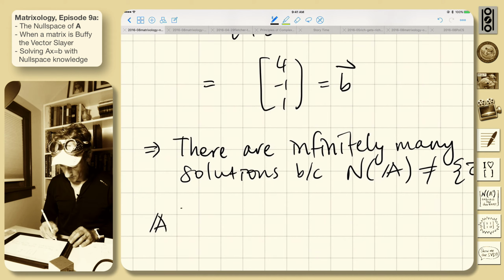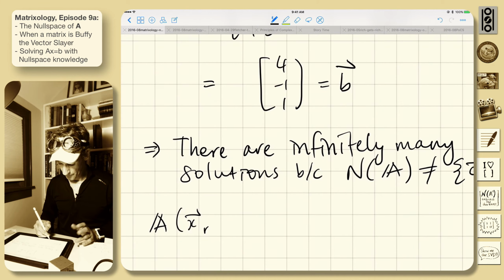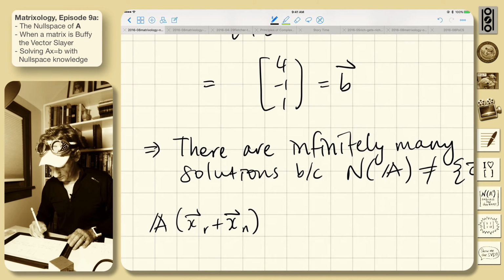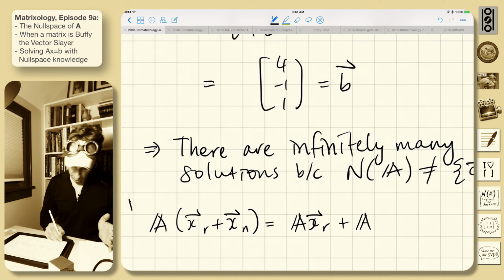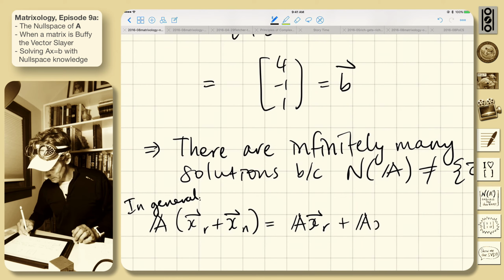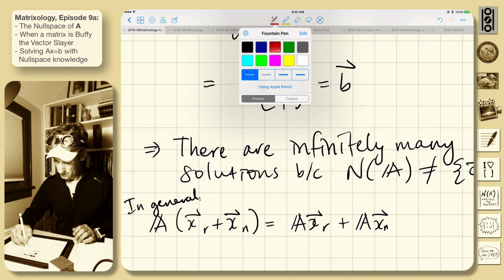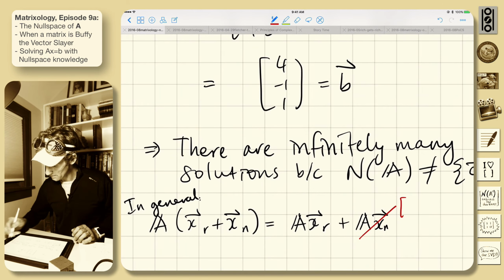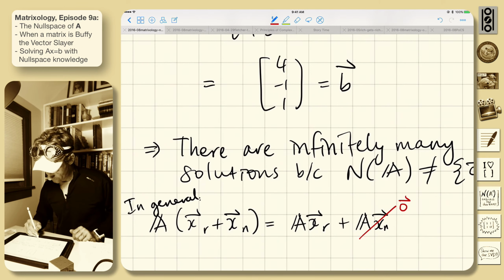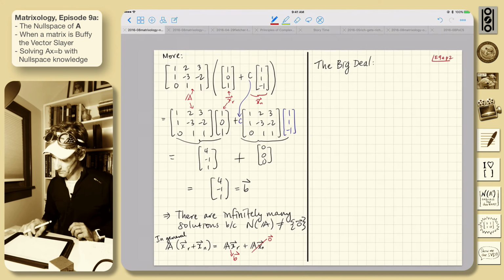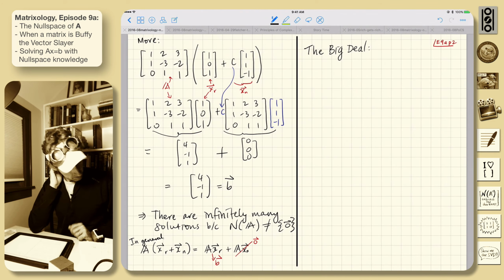So A times (x_r + x_n), I didn't quite have this on the previous page, if we multiply this, equals A times x_r plus A times x_n. It's what we just did with this one example, but I'll do it in general. So in general, we'll just spread them out. This part, A x_n, is 0, right? That's what the null vector does. And this one is B. Does the work. Okay, good. But we cannot discard these other ones.